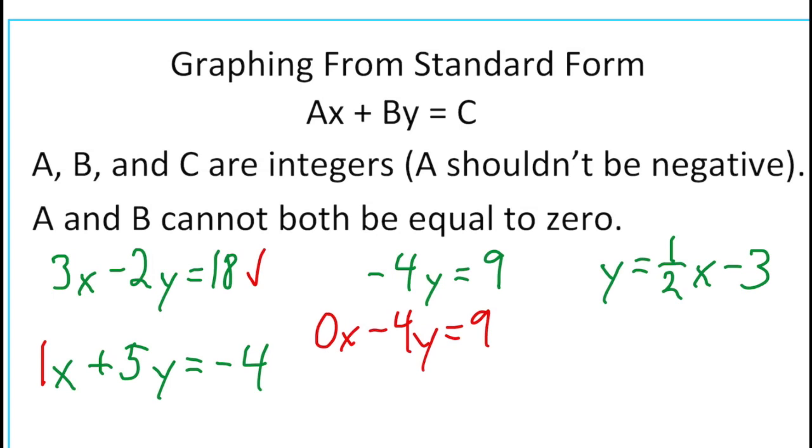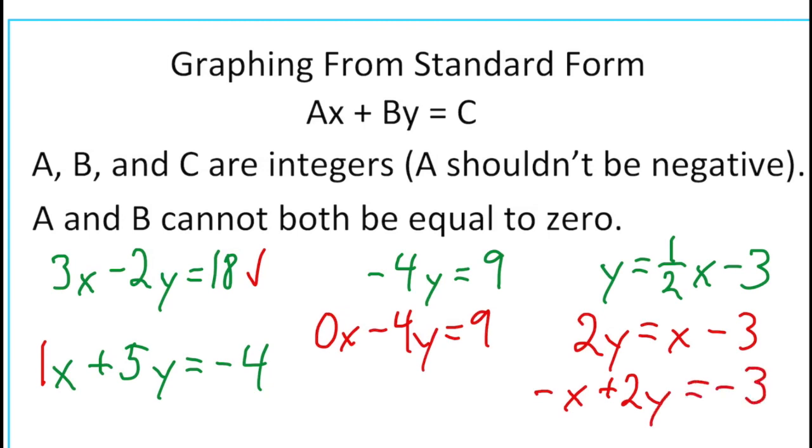So the first thing I'm going to do here is get rid of that 1/2. So to get rid of 1/2, the 2 on the bottom is kind of like dividing by 2. So I'm going to multiply everything by 2 on both sides. That gives me 2y is equal to x minus 3. All right, I'm going to get the x over on the left side. So I get negative x plus 2y equals negative 3.